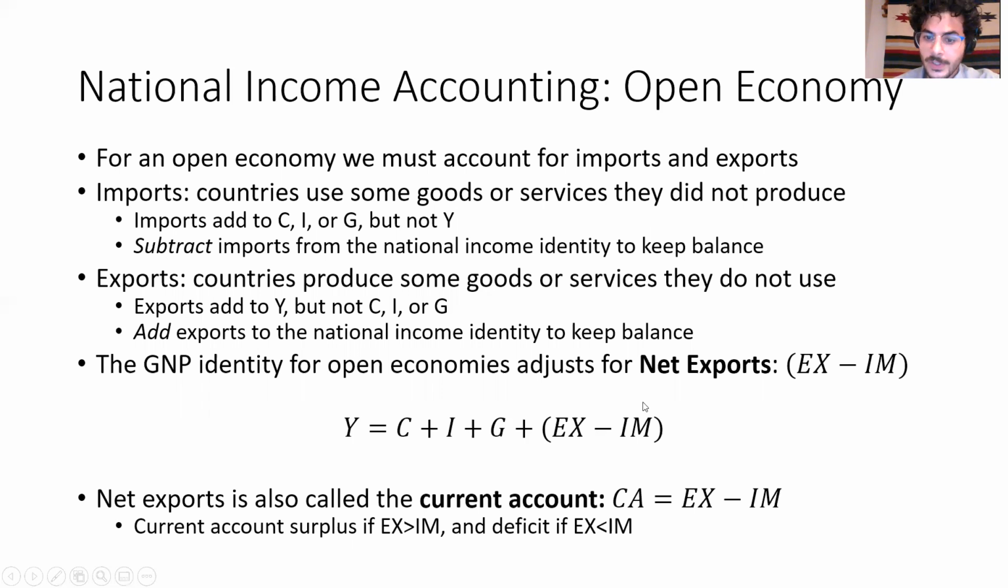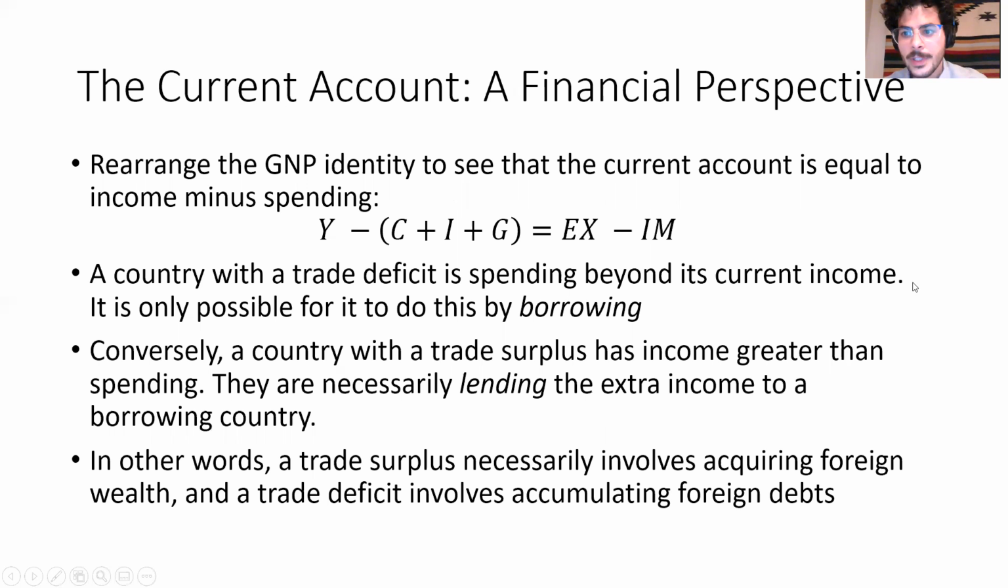So how should we think about this trade balance? Well, there are two perspectives. One is we can take a financial perspective. If we take that same GNP identity and rearrange it, you can see that the current account is equal to income minus spending. Y is total income, C, I, and G is total spending. And the difference between those is equal to exports minus imports.